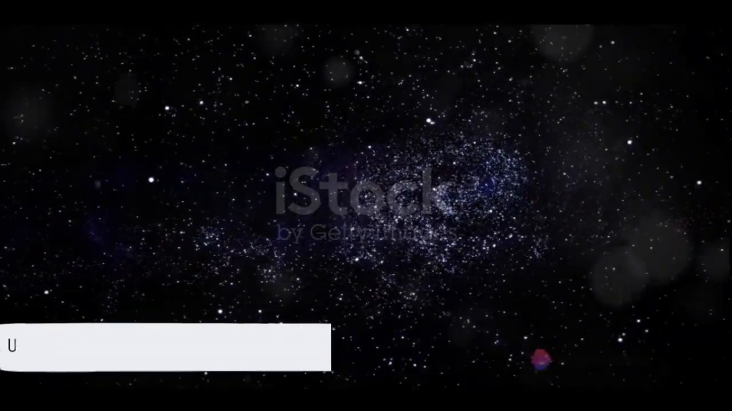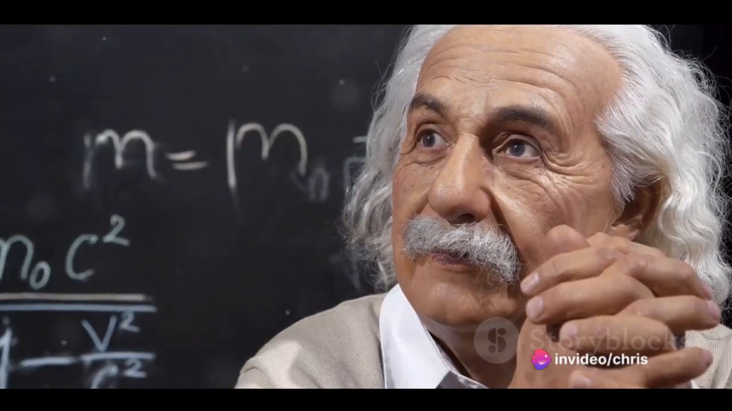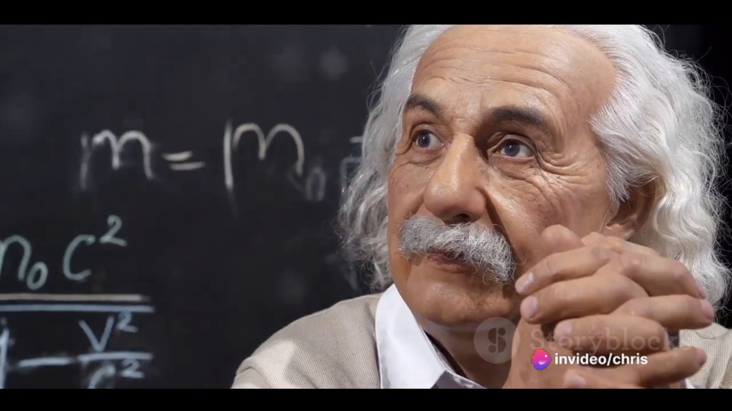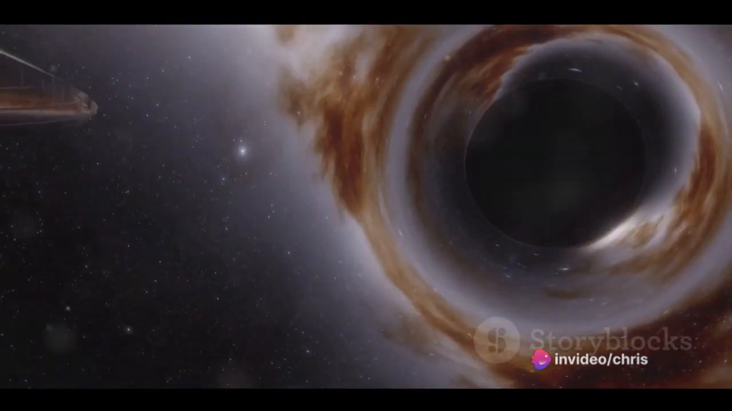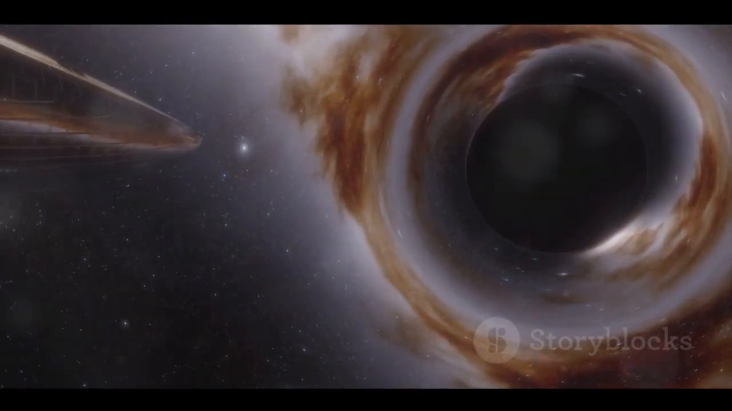But how do we understand the large-scale structure of the universe? Enter General Relativity, a theory developed by none other than Albert Einstein. It describes how matter and energy affect the curvature of space-time, painting a picture of the universe that's more like a fabric than an empty space.